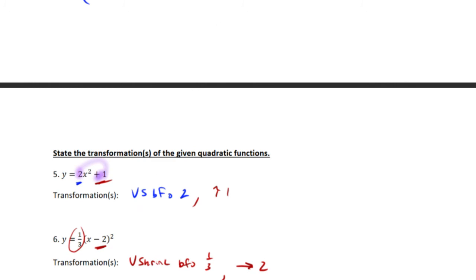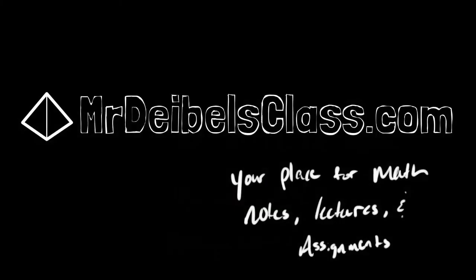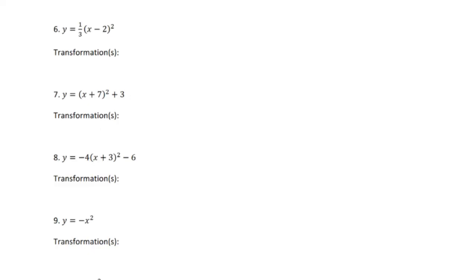Okay. And the last piece of the puzzle, we're trying to move through this pretty quickly here. The 1/3, wait, did we just do this? I just did this. The +7 and the +3, you tell me what they do. You should say left 7, up 3. And that would be correct. The number inside the parentheses moves left and right, outside the parentheses up and down.